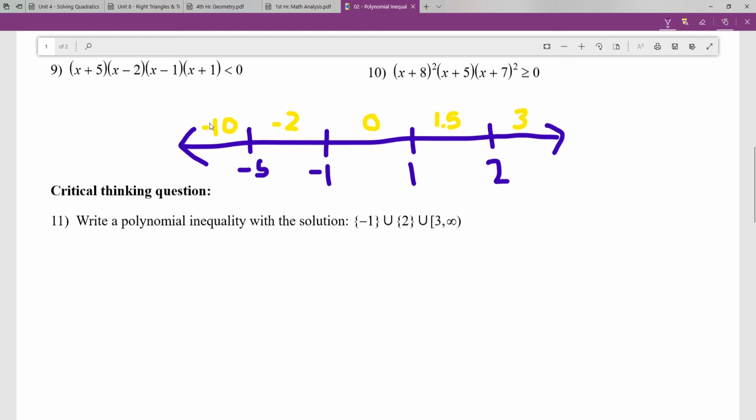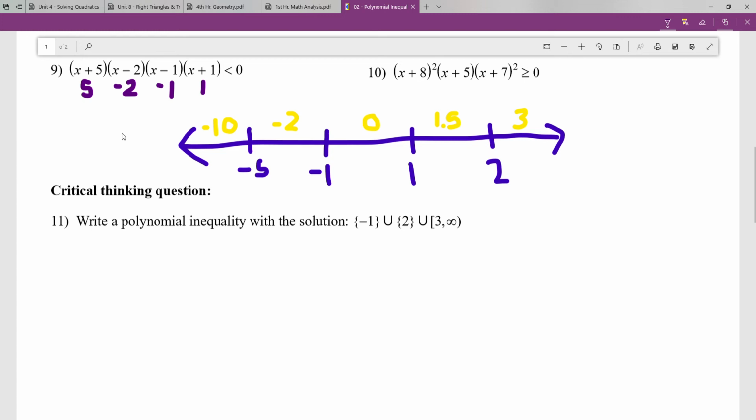And so if I plugged in, let's do 0 first. 0 is the easiest number to deal with. So if I plug in 0, I'm going to get 5. If I plug in 0, I'm going to get -2. If I plug in 0, I'm going to get -1. And if I plug in 0, I'm going to get +1.